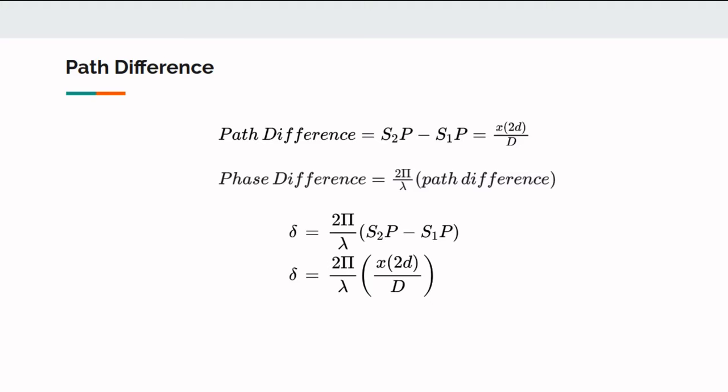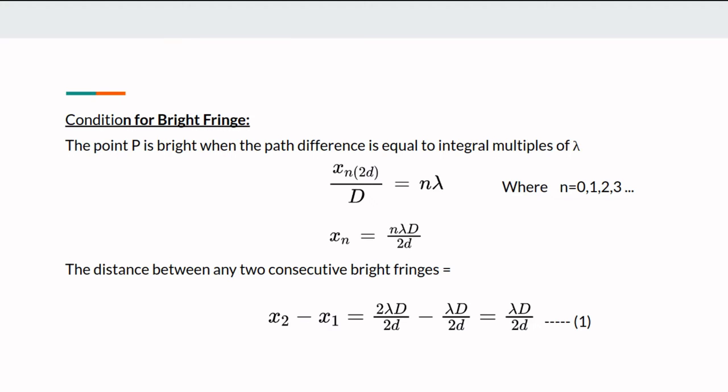If you simplify the values of S2P and S1P, then by solving the mathematical equations, we get S2P minus S1P is equal to x into 2d by capital D. We know that the relation between path difference and phase difference is 2 pi by lambda into path difference. Phase difference delta is equal to 2 pi by lambda into x into 2d by D. That is the phase difference.